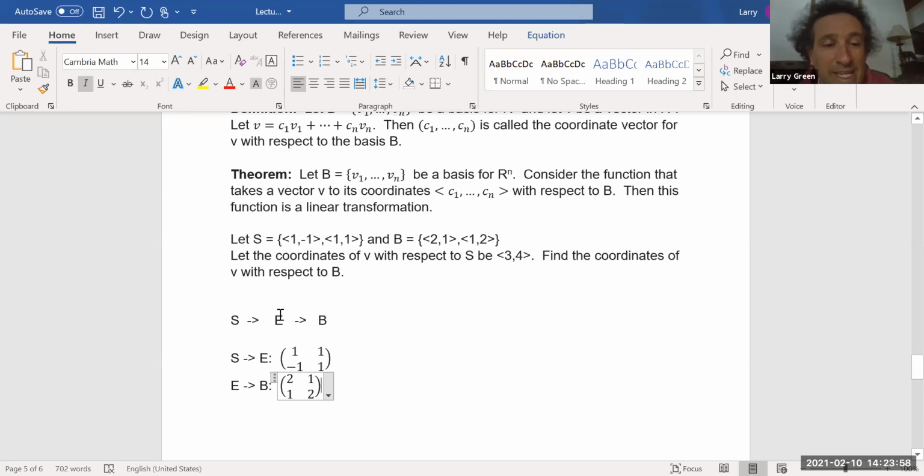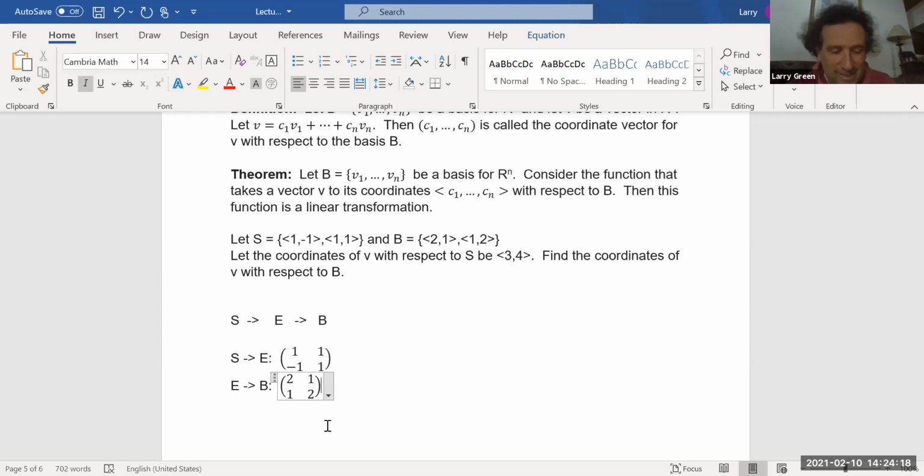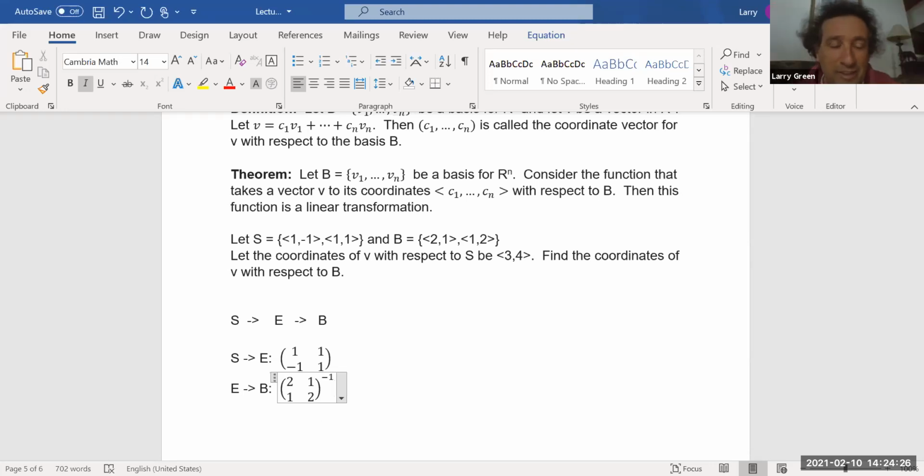Going from B to E would be this matrix. Do you see that? And we don't want to go from B to E. What do we want to do? We want to go from E to B. So what do I have to do? The transpose? Not the transpose. A different superscript. The inverse? The inverse. Because I'm going backwards. Backwards is inverse, right?